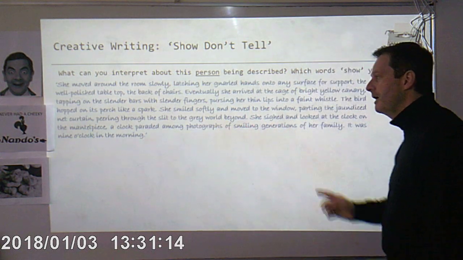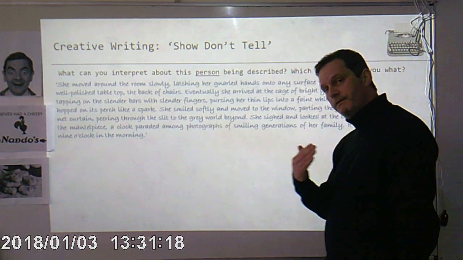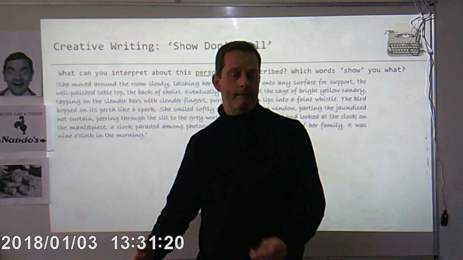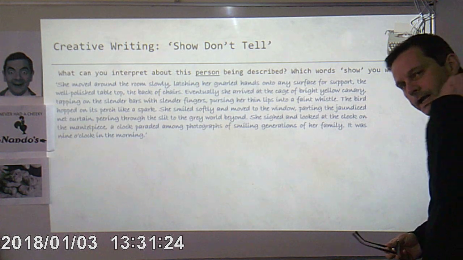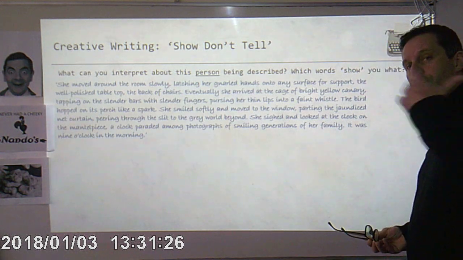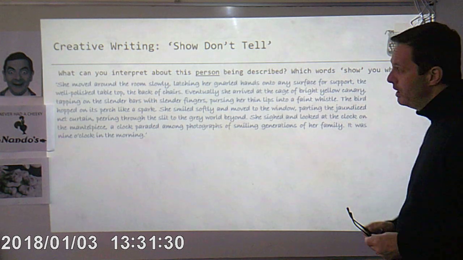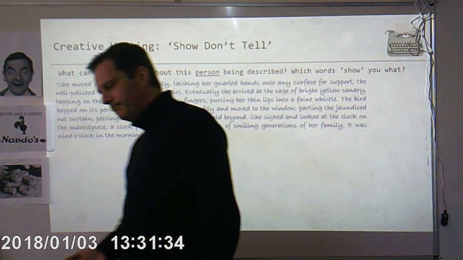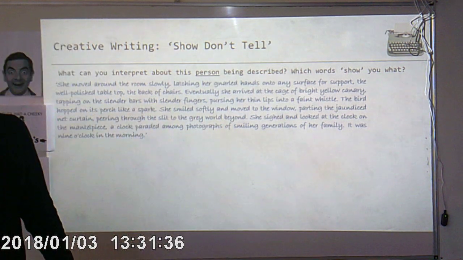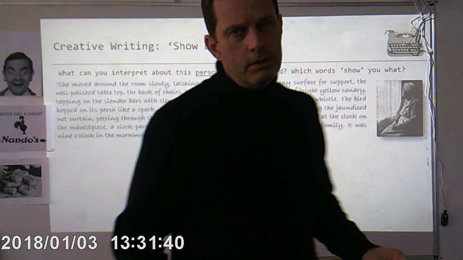What might it tell us about her that she sighs when she looks at that clock and sees all the photographs of her smiling family there? Okay? There might be a great deal in that which you are interpreting. I haven't told you anything about that character beyond what she's doing. What might it be? Have a think. So, the suggestion you probably got is she's an old lady.